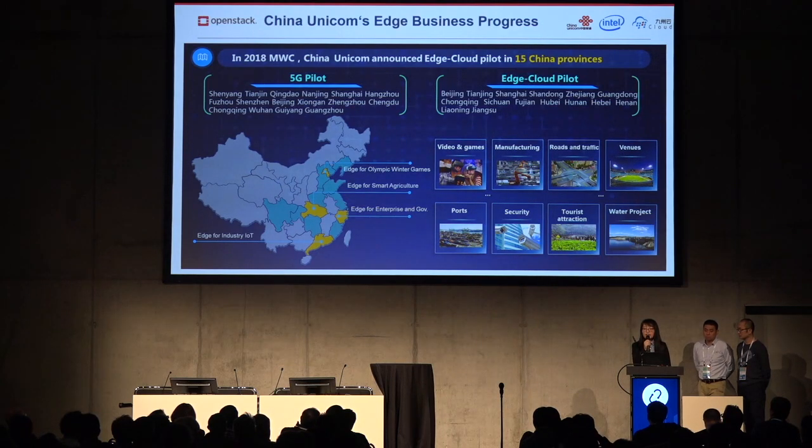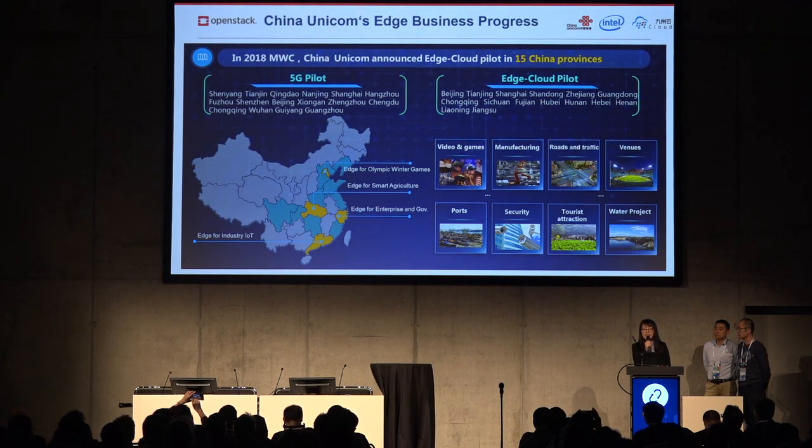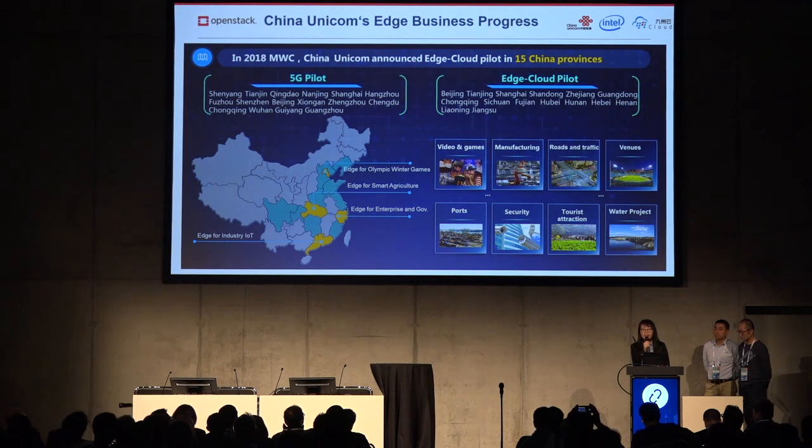As the official communication service partner for the 2022 Winter Olympics, we have started to establish the network infrastructure and verify the related services such as 360-degree VR broadcast based on 5G and edge computing technologies.